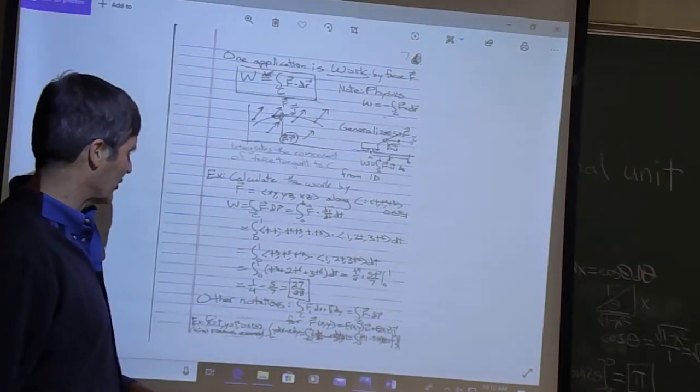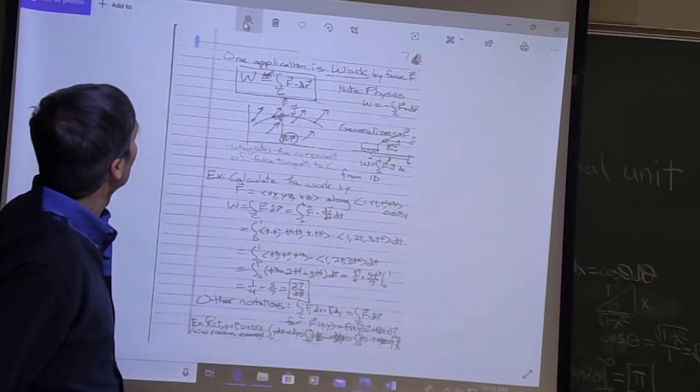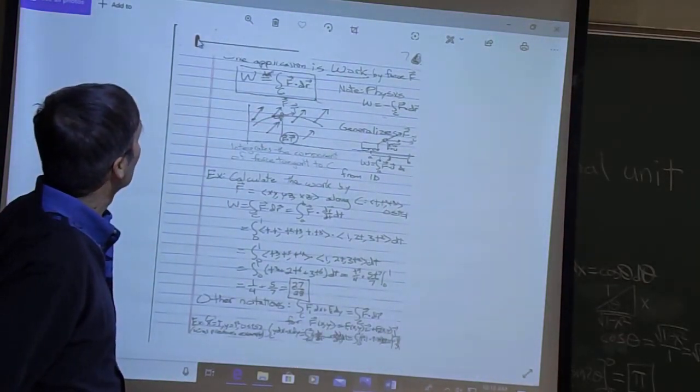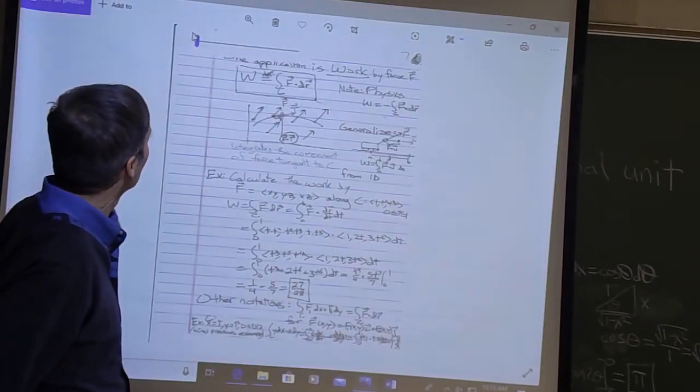Other notations I just wanted to point out. I hope you can read this. It's really tiny, isn't it? Let's blow it up a little. Okay. Not good.